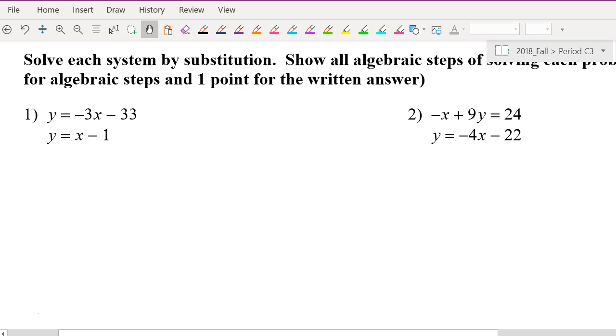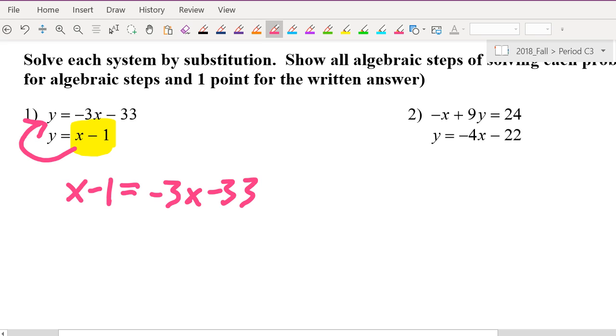Would you like to help us with number 1? Go ahead. You put the y equals x minus 1, you substitute the y on top for x minus 1. So since we know that y is equal to that, instead of writing y up here, we will write x minus 1. So we will end up with x minus 1 equals negative 3x minus 33.